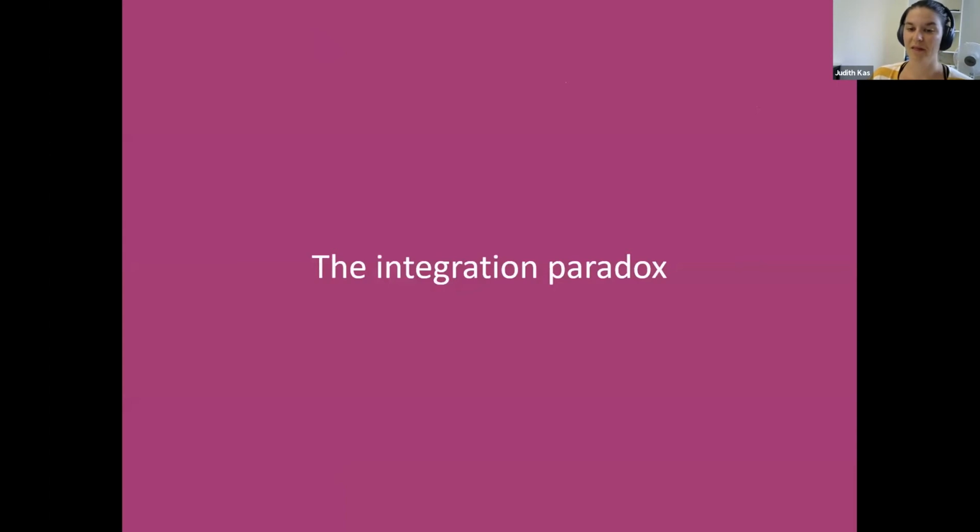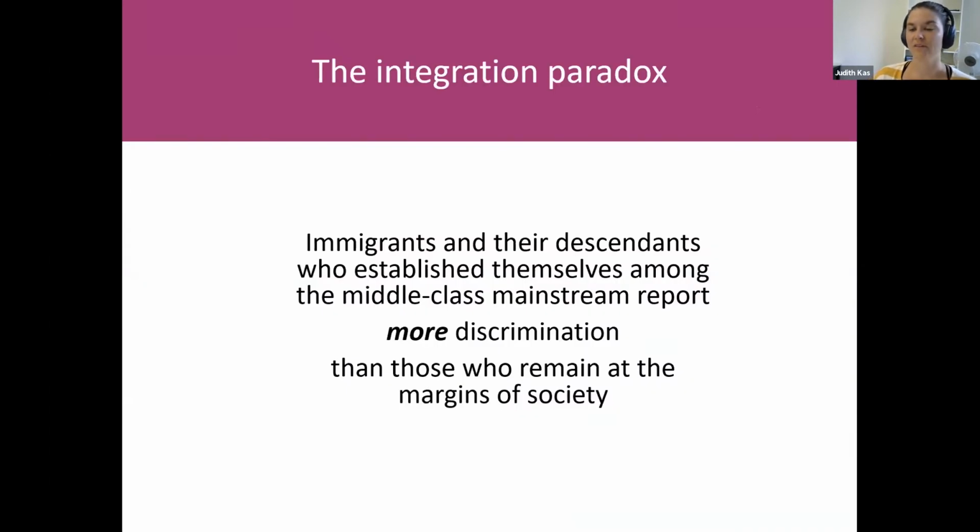So first of all, the integration paradox. The integration paradox is something that has been found in a lot of research papers, and it shows that immigrants and their descendants who establish themselves among the middle class mainstream report more discrimination than those who remain at the margins of society. So this basically means that immigrants with better education, or who have been in their destination country for a longer time, or who are the 2nd or 3rd generation, indicate that they're discriminated more than people who just arrived in a destination country or who have worse education.